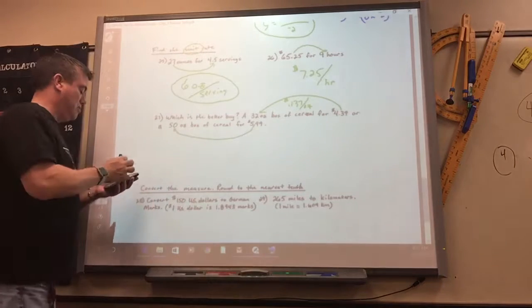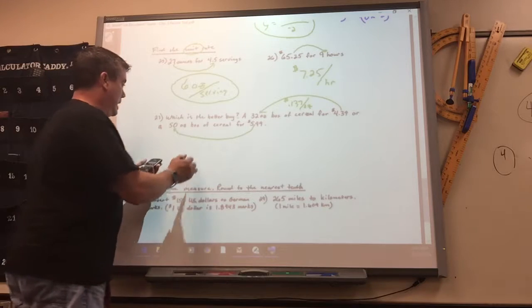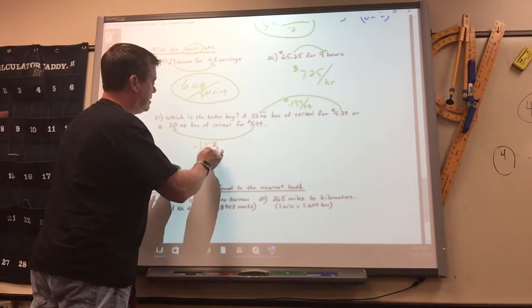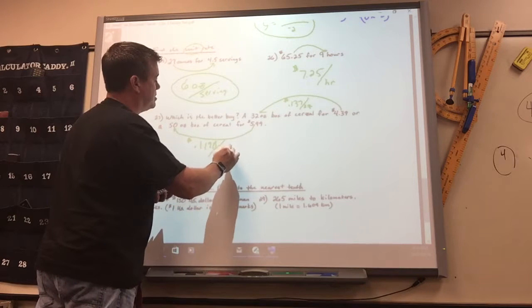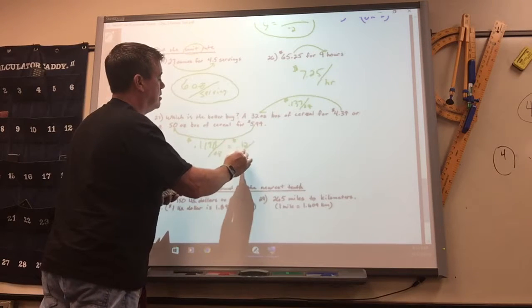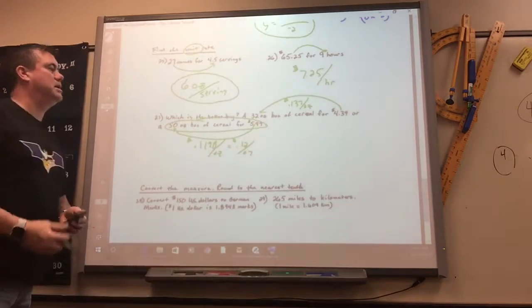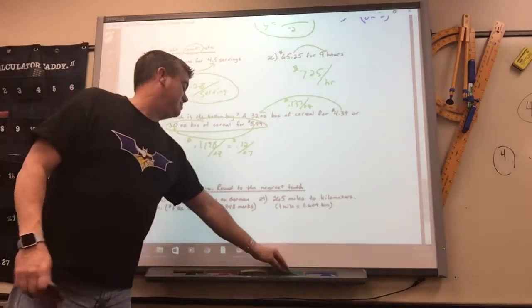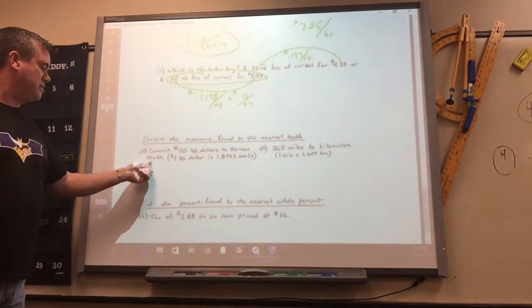Here, divide these two. And that'd be 0.1198 dollars per ounce, which would round to 12 cents per ounce. So this is cheaper, the 50-ounce box. You can rewrite it, or you could just circle it to show which one your answer is.